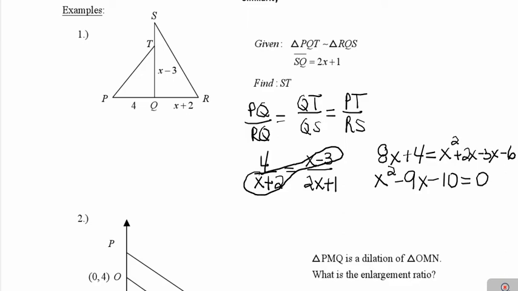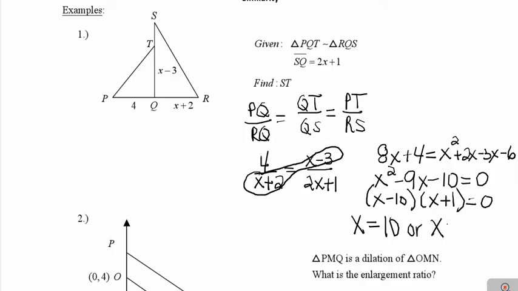So when I clean my equation up, I get x squared minus 9x minus 10 equals 0. So now I need to see if I can factor this. And I can factor it, so I get (x minus 10)(x plus 1). And when I go ahead and solve this for my 2 answers, I get x is equal to 10 or x is equal to negative 1.